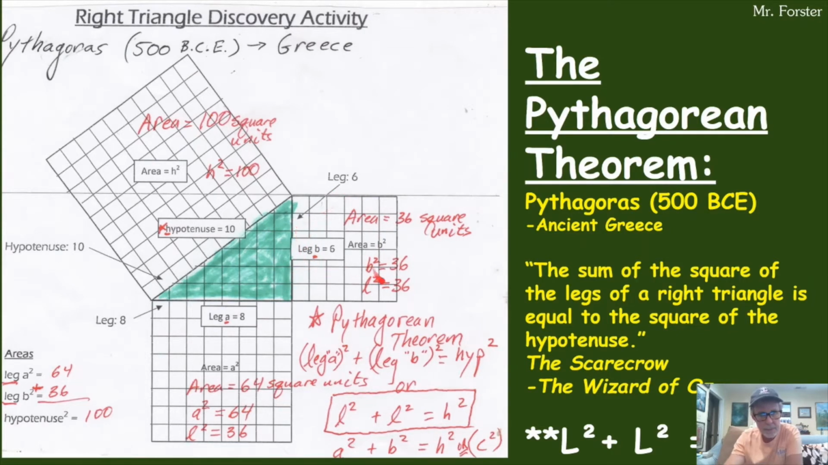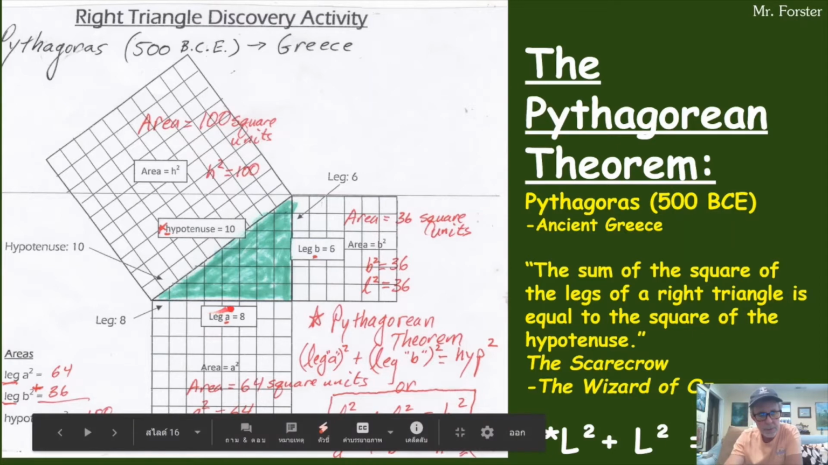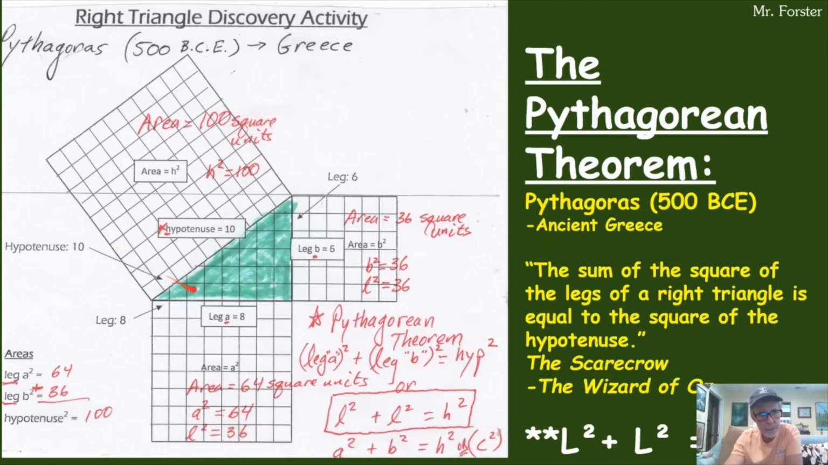And so he drew squares, and of course, if it's a square with sides of 6 and 6, that's an area of 36. And here this square is 8 times 8, and that's 64. And then he said, well, this is 10, and so this is 10 times 10, and that's 100. And he said, oh my gosh, look at this.